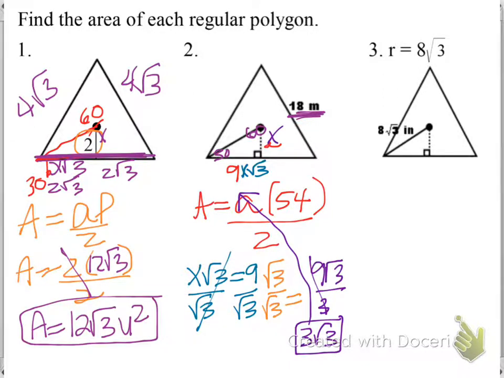Okay, and so we have 3 root 3 times 54 over 2. Okay, and so now that I have all that, you know what, I'm just going to write this up top. So 3 times 54 divided by 2 is 81.